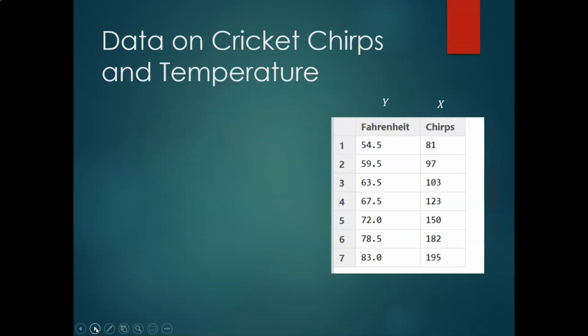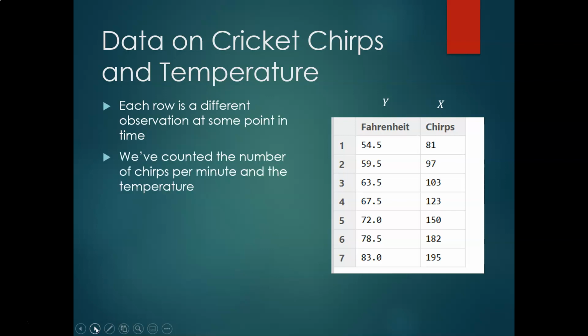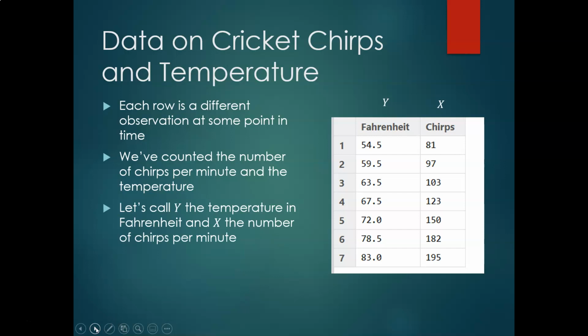So he tracks his data. He's got an X variable and a Y variable. The X variable, in this particular case, turns out to be the predictor variable, and what we are predicting is temperature. He tracked the number of chirps that he heard, and then he tracked the temperature, and he used that to build a model. Each row is a different observation at some point in time. We've counted the number of chirps per minute and noted the temperature. So we'll call Y the temperature in Fahrenheit and X the number of chirps per minute.